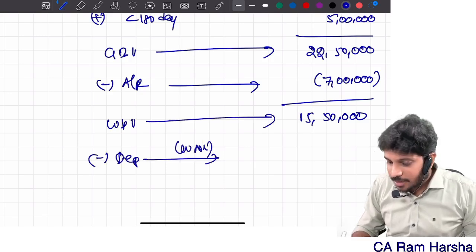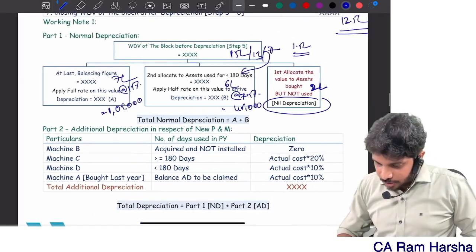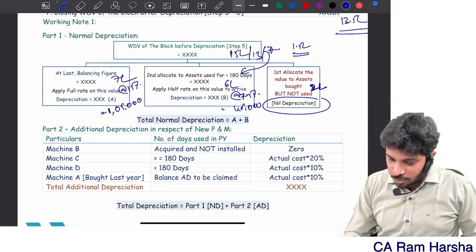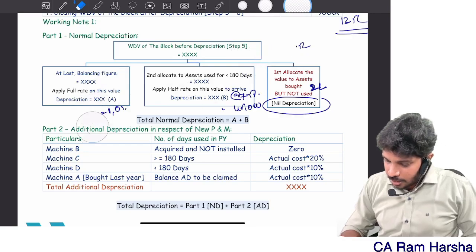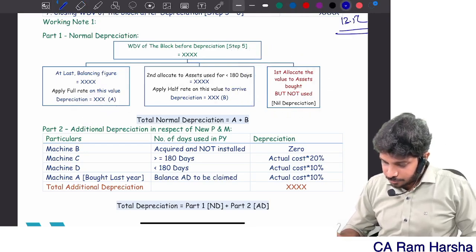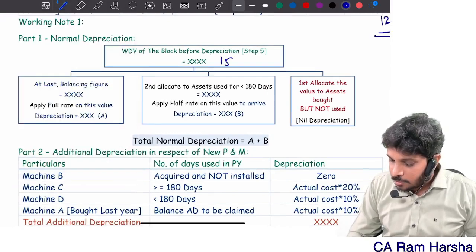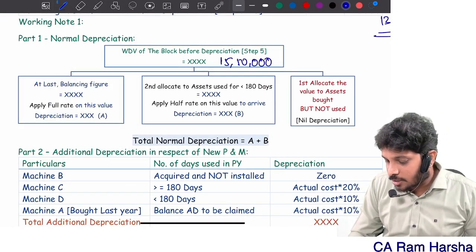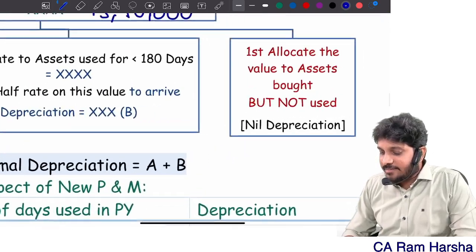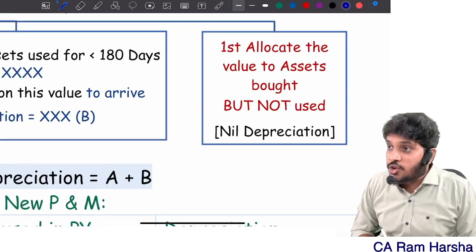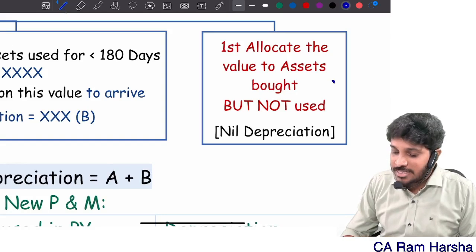Now let's go back to our format. Now I will apply here. How much is the value right now? 15,50,000. First, allocate the value to the assets bought and not used. How much? 0.